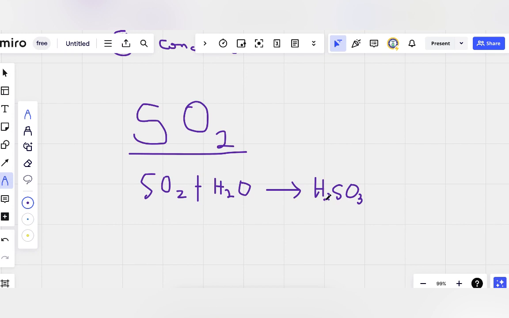And this will break down easily to form water and sulfur dioxide again. It doesn't stay long. The product is breaking down to form the reactant. It breaks down easily. So that's why we don't normally use it.